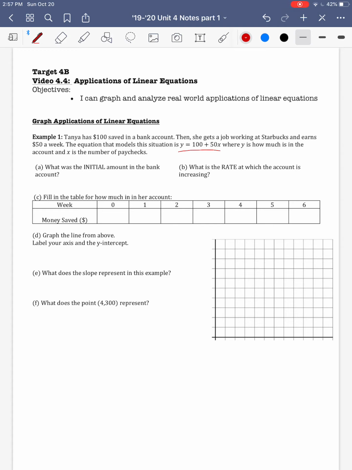So in A, it says, what's the initial amount in the bank? That initial amount is $100. Notice how that's also your y-intercept. Those two go hand in hand. What is the rate at which the account is increasing? Well, she's earning $50 every week, so $50 per week. Notice this is also your slope, which is your rate of change. Those are the same things.